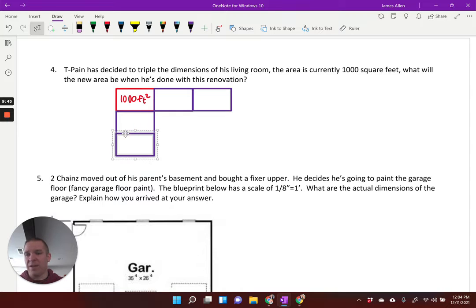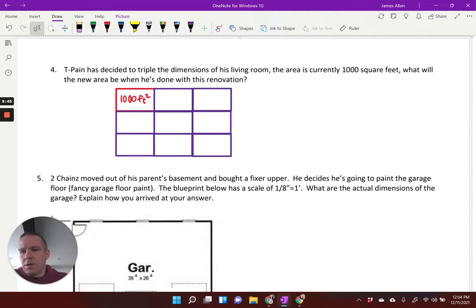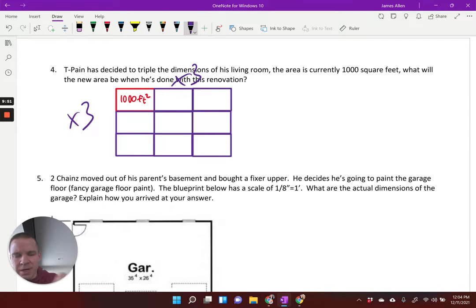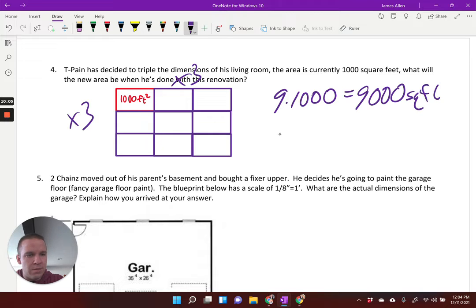Now, I got to fill everything else in. All right. So there we are. We went 3 in this direction and 3 in that direction, right? So what will the new area be? Well, I got 9 of these things, right? So I have 9 times 1,000, which is 9,000 square feet.